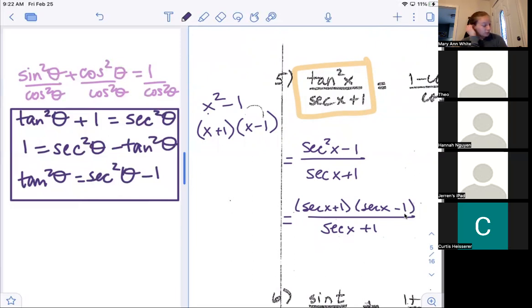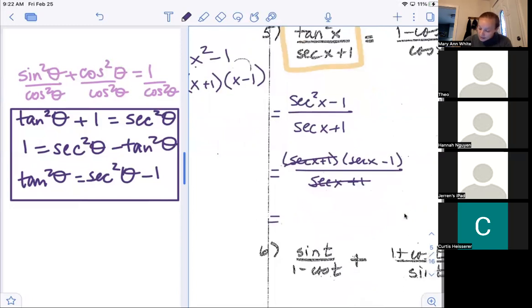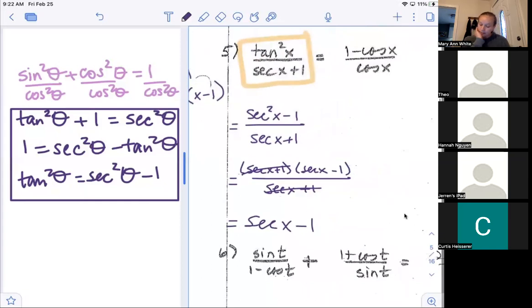What can I do now? Cancel. I've got a secant x plus 1 on top and on bottom. So now I'm just left with secant x minus 1. Now we're getting close, but we're not quite where we need to be.